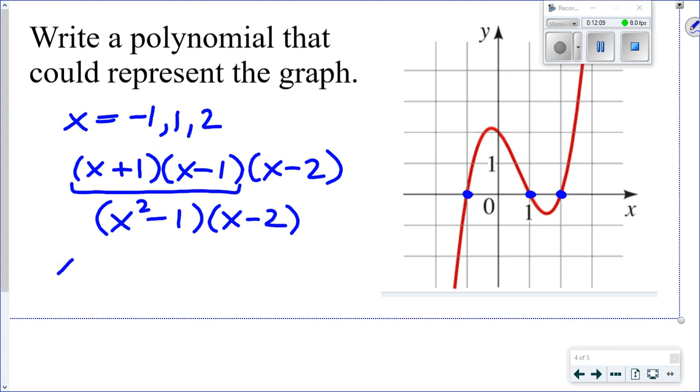X squared times x is x cubed. X squared times negative 2 is negative 2x squared. Negative 1 times x is negative 1x. And then negative 1 times negative 2 is positive 2. So this is a polynomial that could represent that graph. Now the reason I say could is because there are some different possibilities.